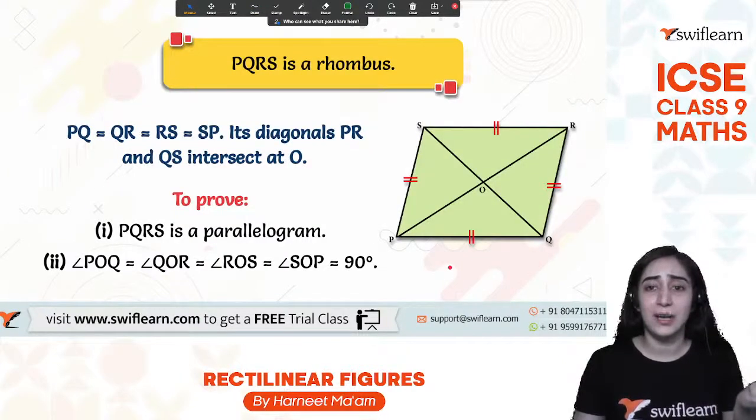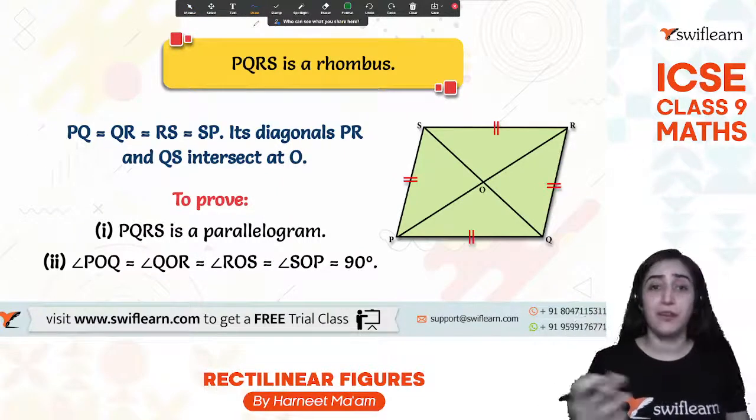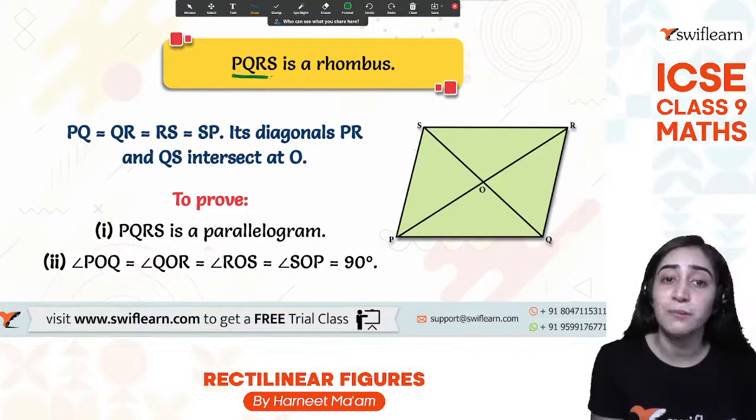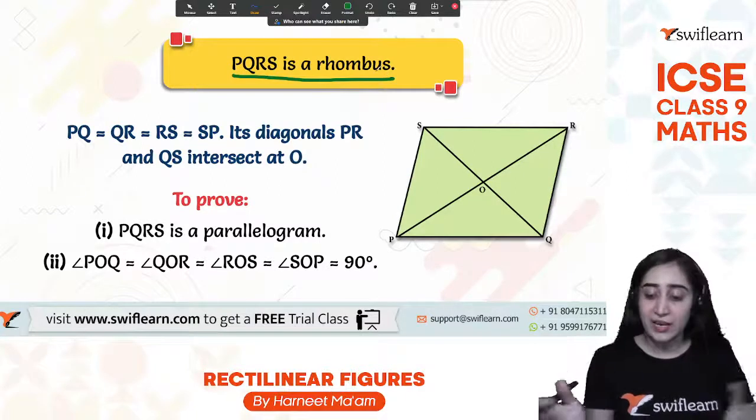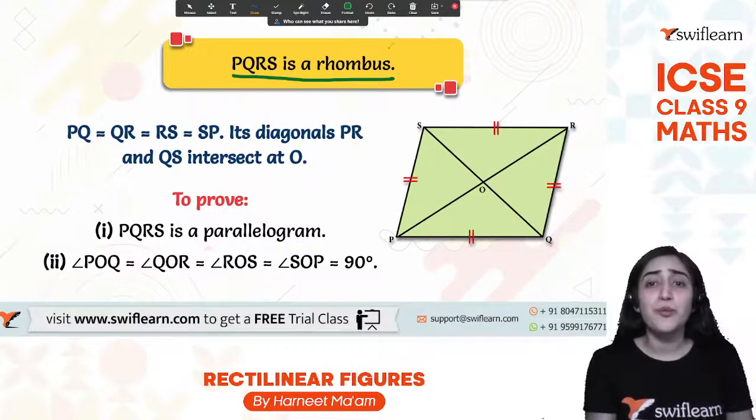हम कैसे proceed करेंगे? The first thing, if you remember, we always say to draw a figure. So that's why I said, let's draw that PQRS is a rhombus. Okay. हमने एक graph में figure बनाया. We said that PQRS is a rhombus. And what is the property of rhombus?